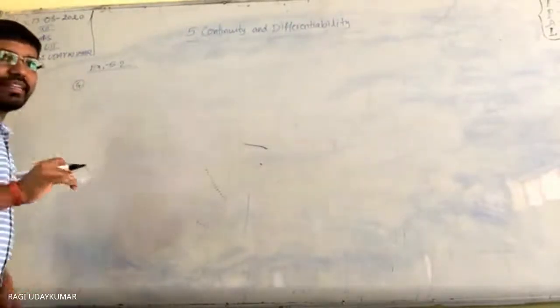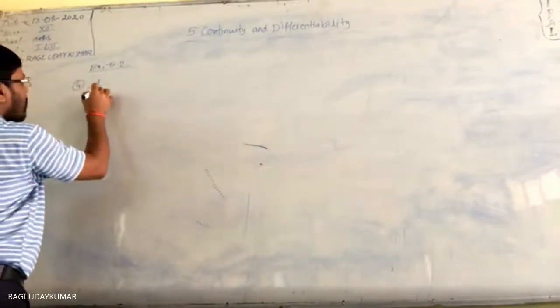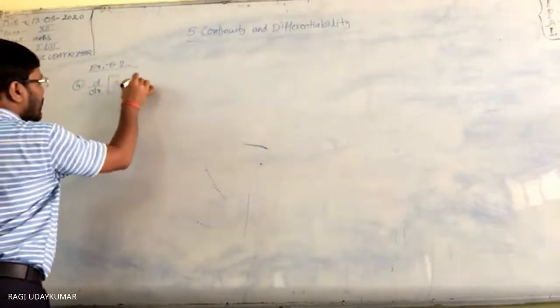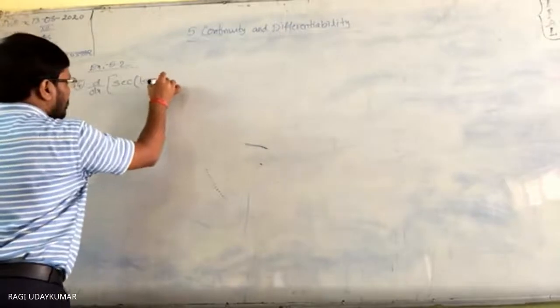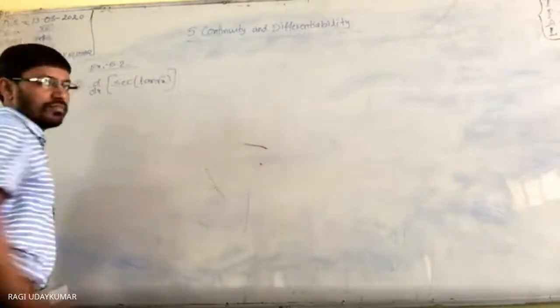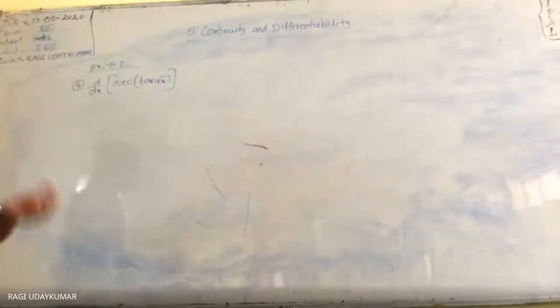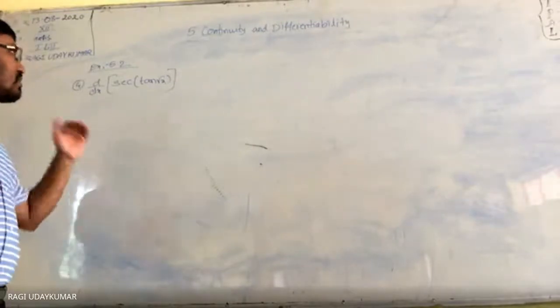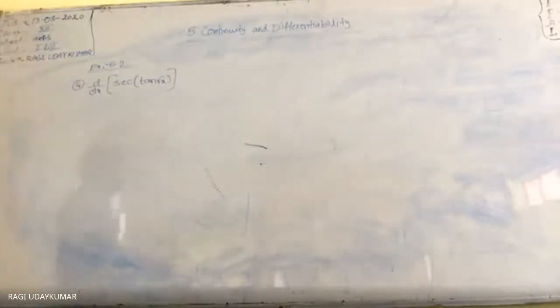So the question is, given d by dx of secant of tan root x. Secant of tan root x. So now in this situation, what to do?